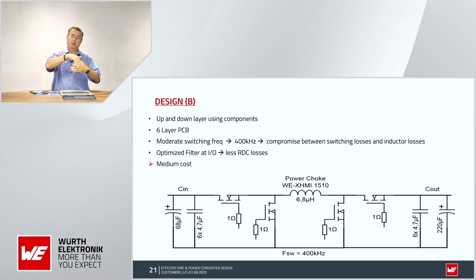Now I can put components on the top and bottom because it's more expensive. I can spend some more money. I can reduce now the switching frequency to 400 kilohertz because I have more space now for routing. I have many possibilities, and I will skip the 1 ohm gate resistors.